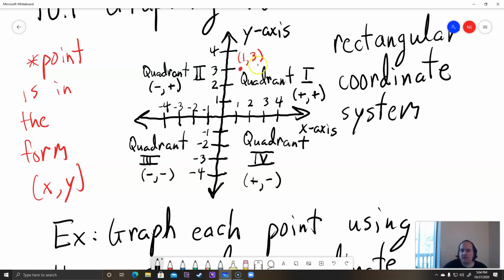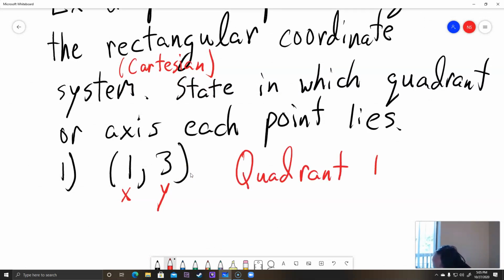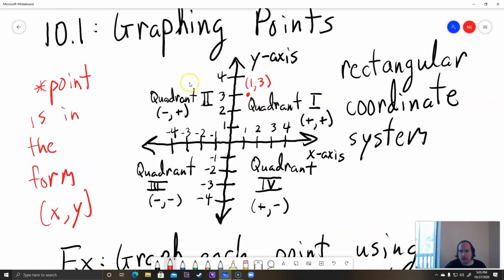We can see that this point they had us graph, 1, 3, is not on either the y-axis or the x-axis. So it's actually just here in Quadrant 1. That's what we're going to write for our answer: 1, 3 is in Quadrant 1. If you're wondering why they're called quadrants, they have the word quad built into them, and quad means 4. Since there are 4 of them, that's why they're called quadrants.